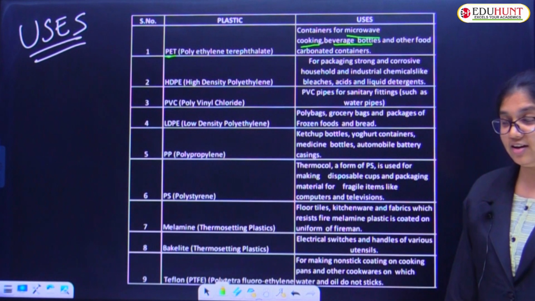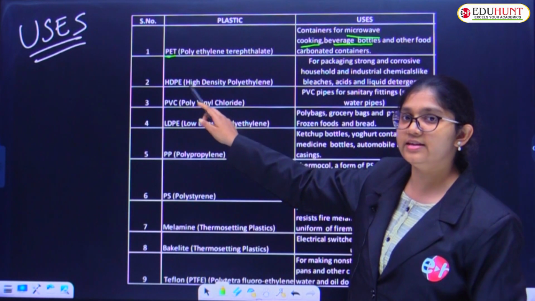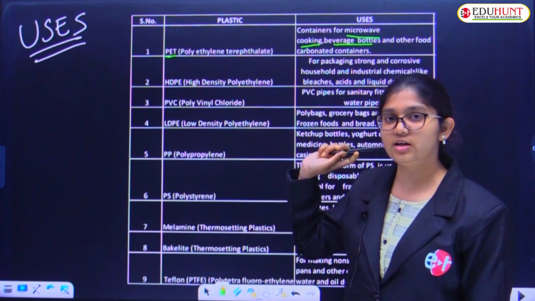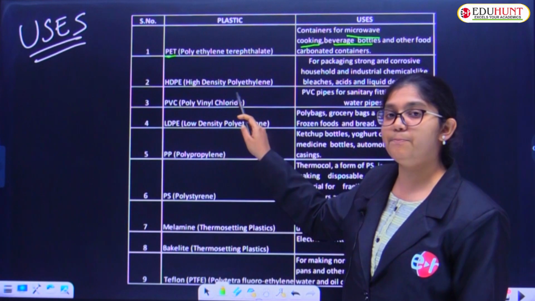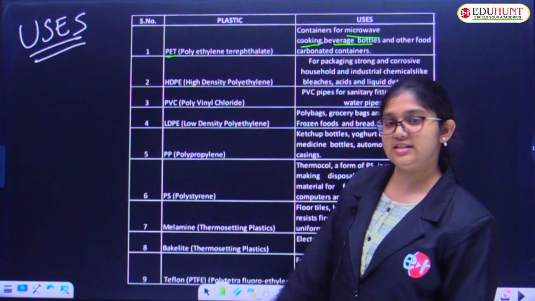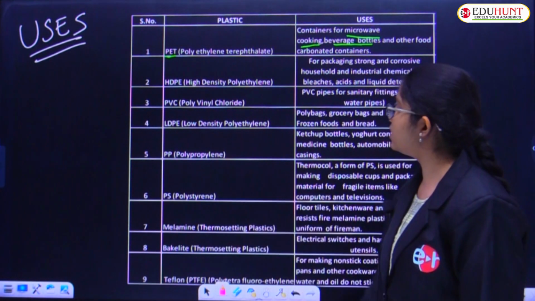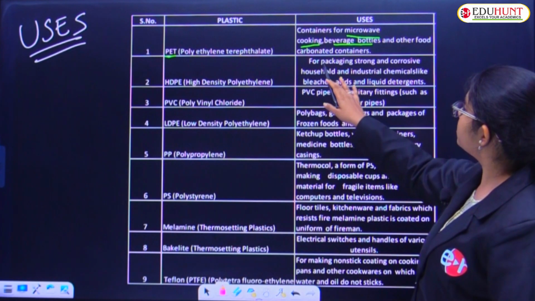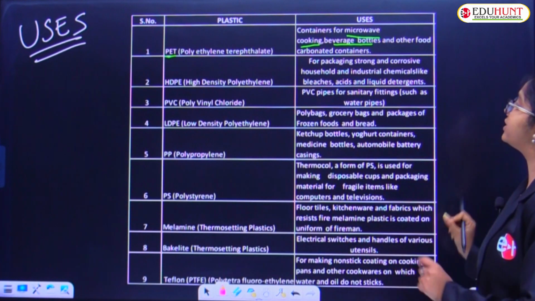So next coming is the second one, HDPE. Not HDFC Bank, okay? HDPE. What is that? Come on, high density polyethylene. Once again, HDPE stands for high density polyethylene. What is this plastic? Now let's see the uses of this plastic, HDPE. HDPE is all about packaging strong and corrosive household and industrial chemicals.